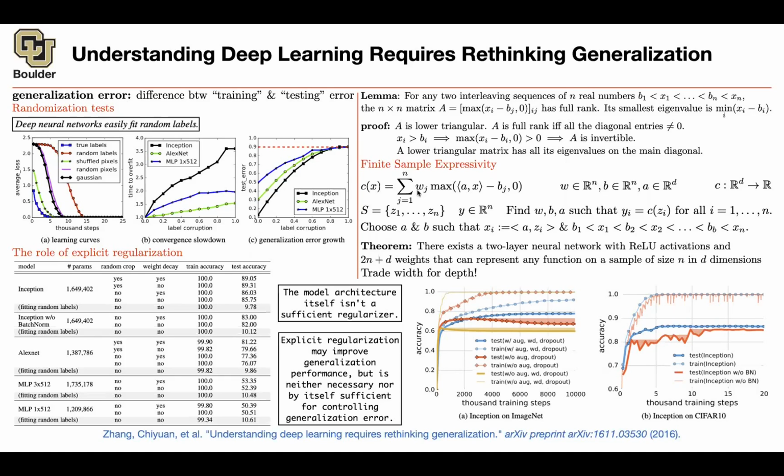Got it. So it's just a proof theoretically that this is possible, not just that it's observed, but that it's guaranteed. Yes. The figure on the left, we said that we had an observation that if your labels are random, you're going to be able to overfit. Now this is a proof that yes, it is actually possible.